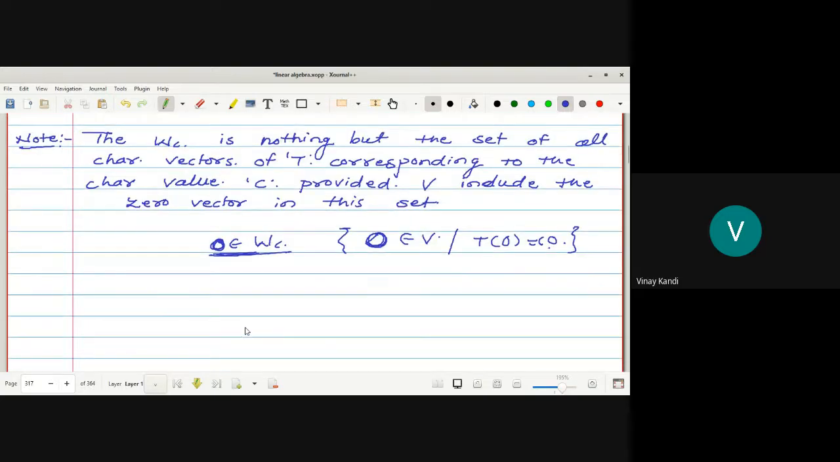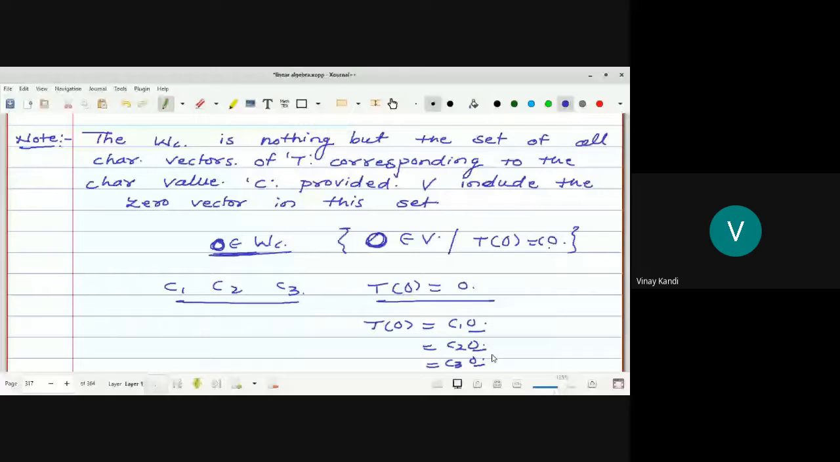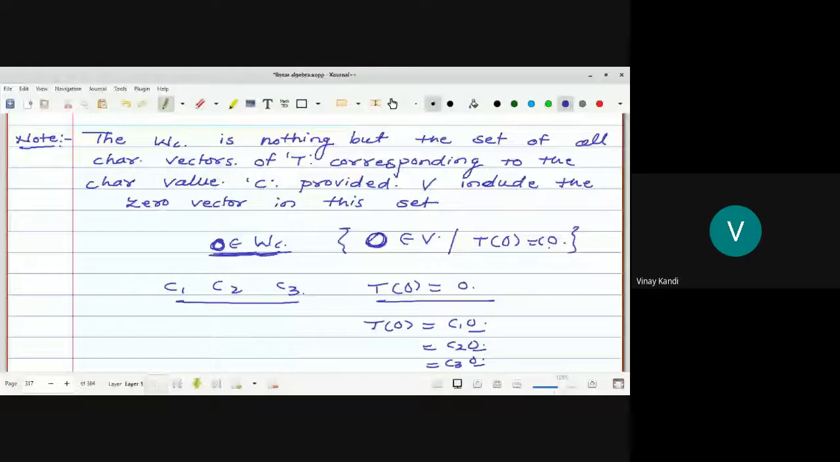Okay, whatever C1, C2, C3 may be. Suppose C1, C2, C3 are the three eigenvalues of the matrix of T. Then we have T of 0 is equal to 0 because T is linear. Then we can write T of 0 is C1 into 0, or C2 into 0, or C3 into 0. Zero vector is the only vector according to each and every eigenvalue, that is characteristic value. That means 0 corresponds to C1, to C2, and to C3.